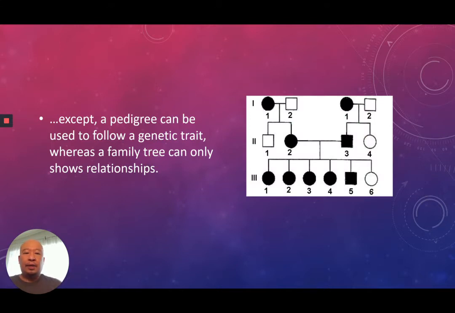So you'll see a series of rows with a bunch of circles and squares. Some of those circles and squares are colored or filled in. Some of them are left blank. There are often numbers on the side in Roman numerals, and there's often numbers underneath each circle and square. All of these have meaning. All of these symbols represent something. And it's my job for this video lesson to just give you the basics of how a pedigree is set up.